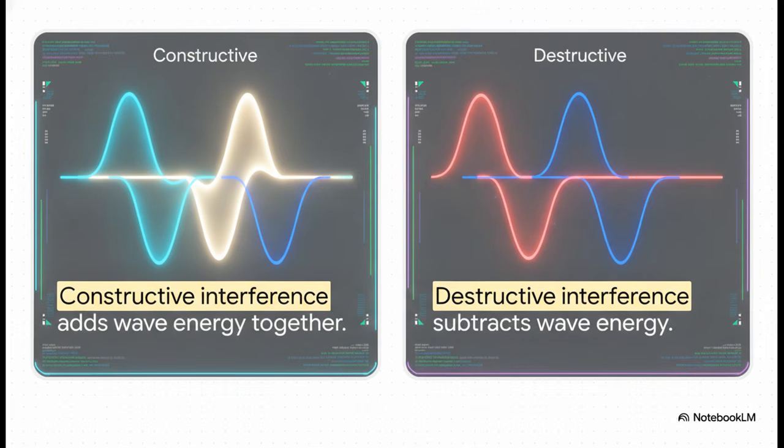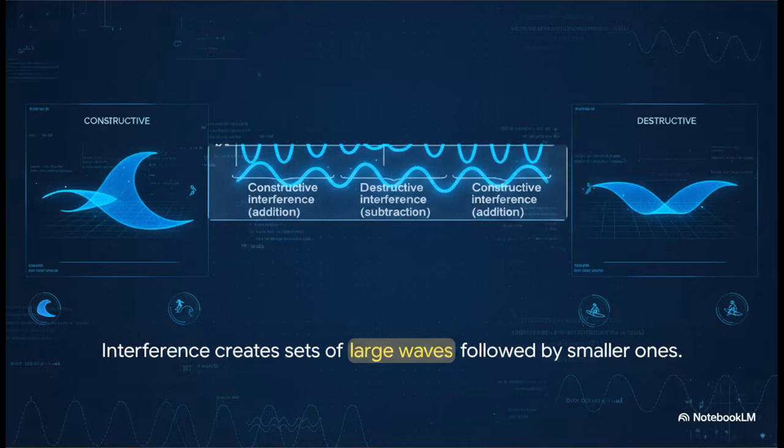Their energy is literally added together, creating a much bigger wave. On the flip side, destructive interference happens when a crest meets a trough. Their energies subtract, essentially canceling each other out and leaving a flat surface. And this brilliantly illustrates precisely why waves behave the way they do at the beach.